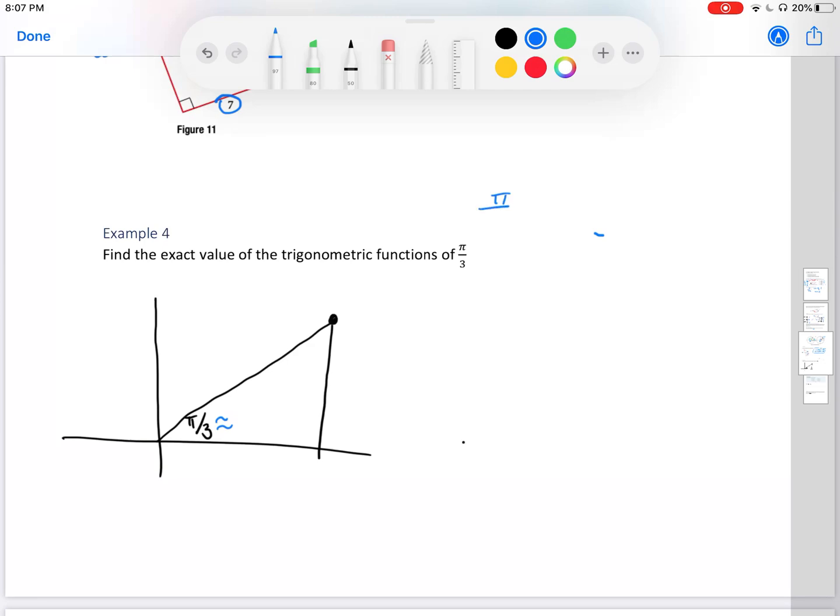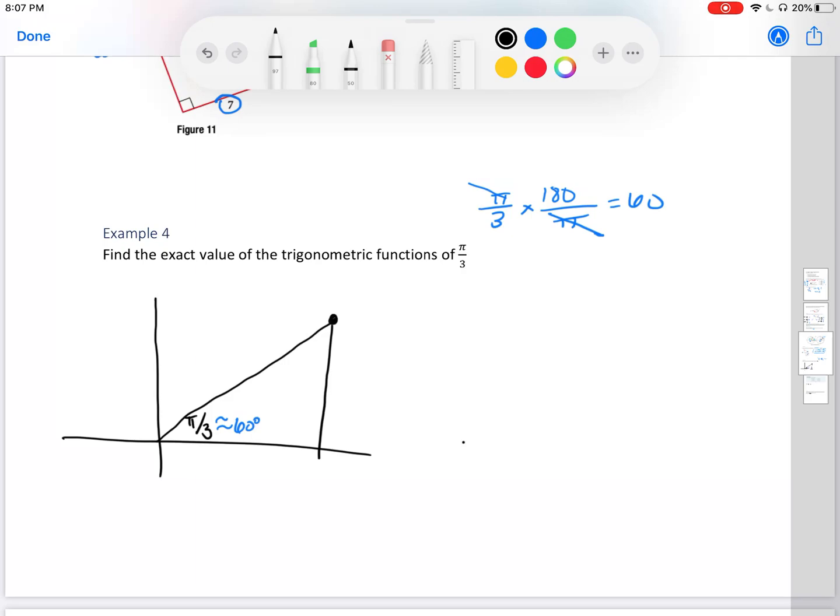If I wanted it in degree measurements, we multiply by 180 over pi, and we get 180 divided by 3, we get 60. So it's the same as 60 degrees. Now I wish to find all 6 trig functions for pi over 3.